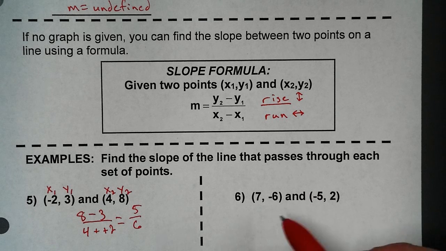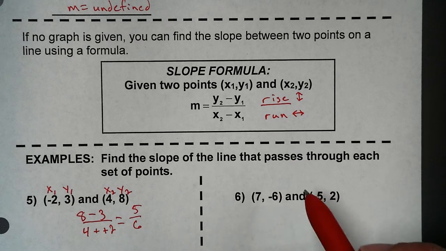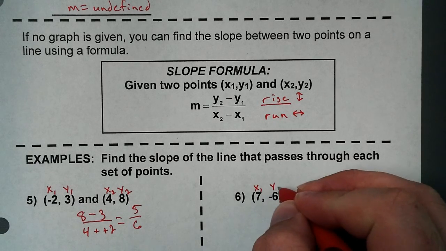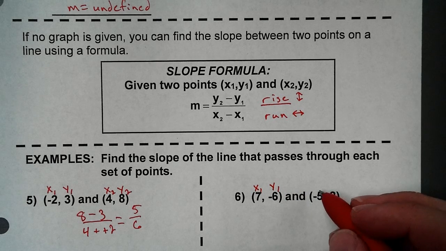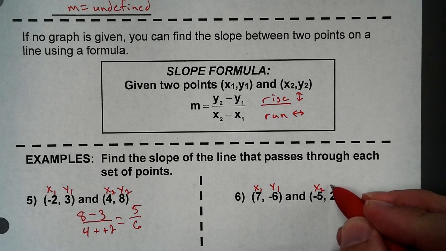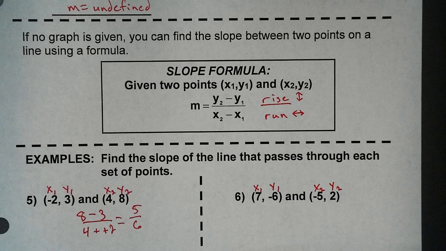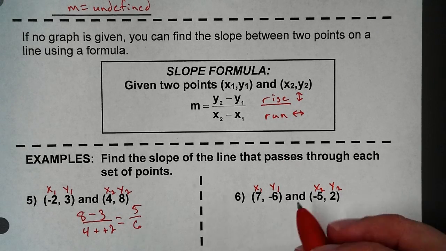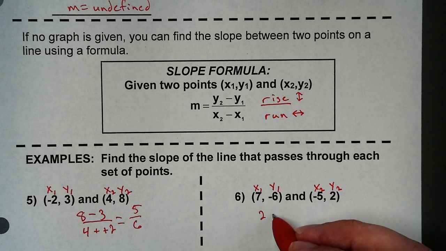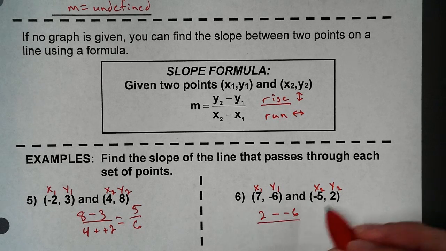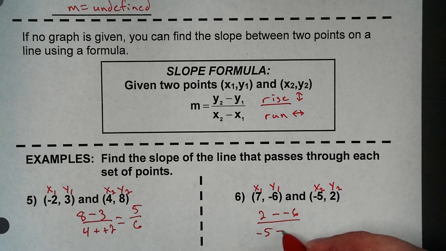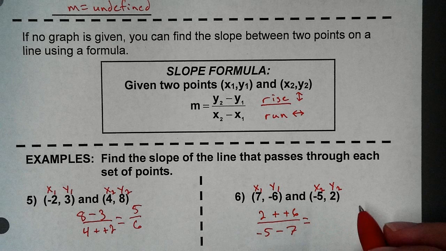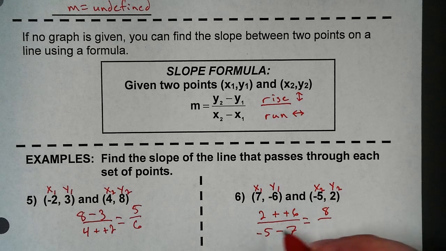So over here, we're going to do the same thing. Use the formula, use our points. Now, remember, first point is x1, y1. Second point is going to be x2, y2. I'm just plugging in the points as I have them labeled. So I've got 2 minus -6 over -5 minus 7. Which should give me, keep it switch flip, 2 plus 6, which is 8.